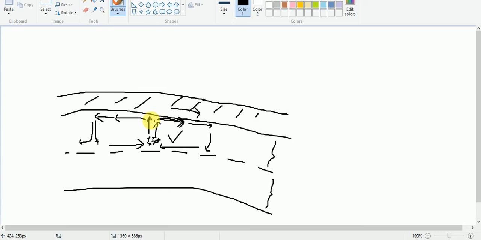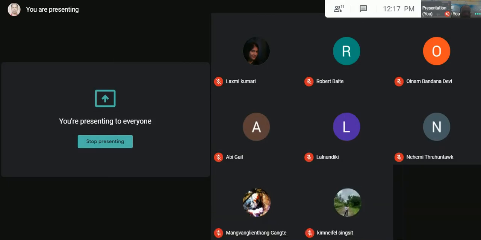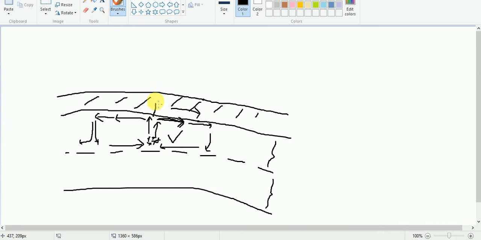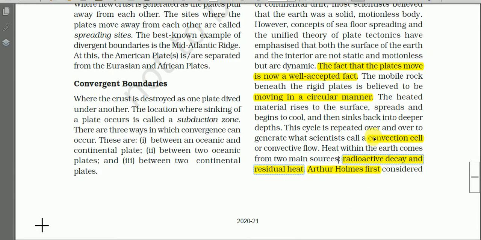Say these currents bifurcate here, and that is why the crust is fractured here. This movement of magma just below the crust drags the continents in different directions. This plate is pulling towards this side, and this plate may be pulling towards this side. So because of the convectional current generated here, plates are moving. It is mentioned here: the cycle is repeated over and over to generate what scientists call a convection cell or convectional current.